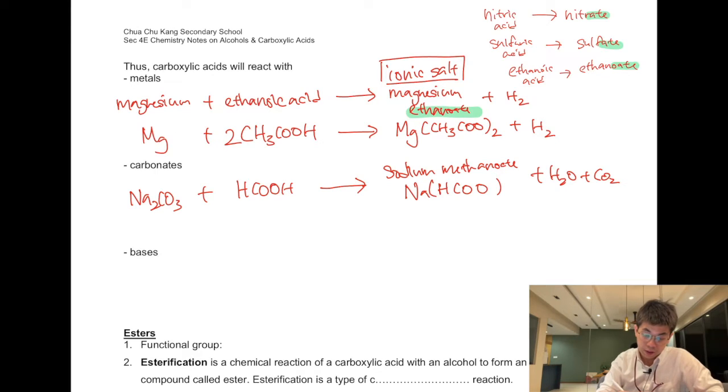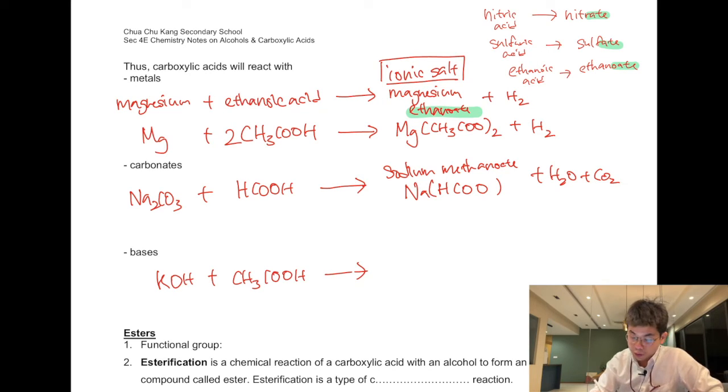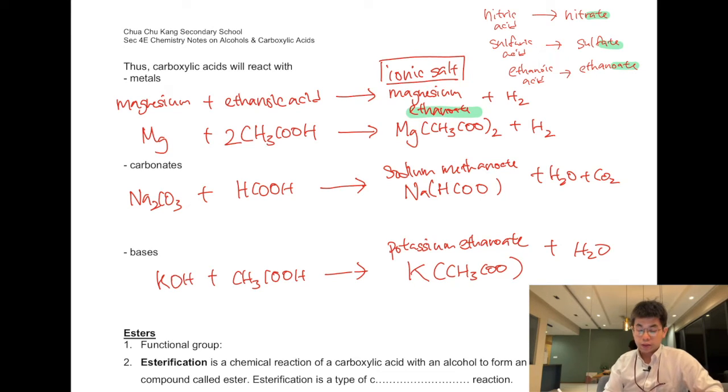Lastly, bases, let's do potassium hydroxide plus CH3COOH, and this is ethanoic acid, and then it will form ethanoate. So potassium ethanoate plus water. Potassium ethanoate is K, then CH3COO. Sometimes you see some books they put the K at the back. Usually I also prefer that, to put the K at the back.